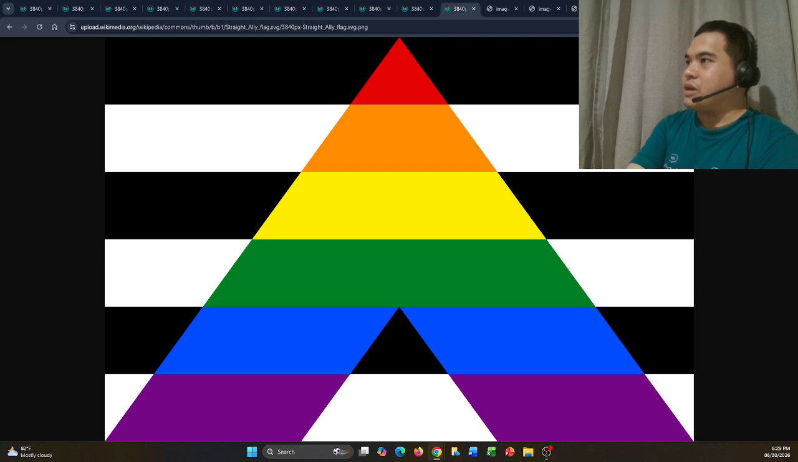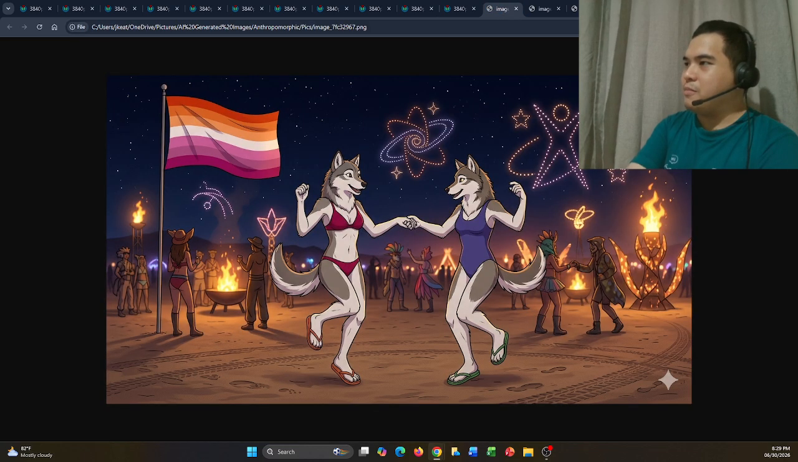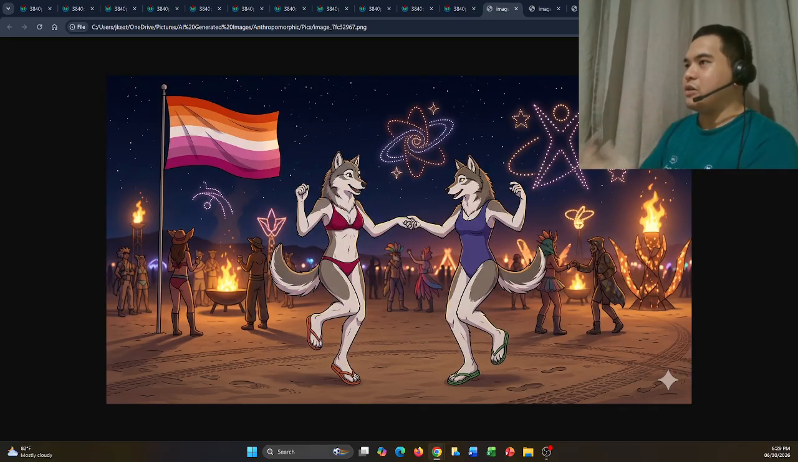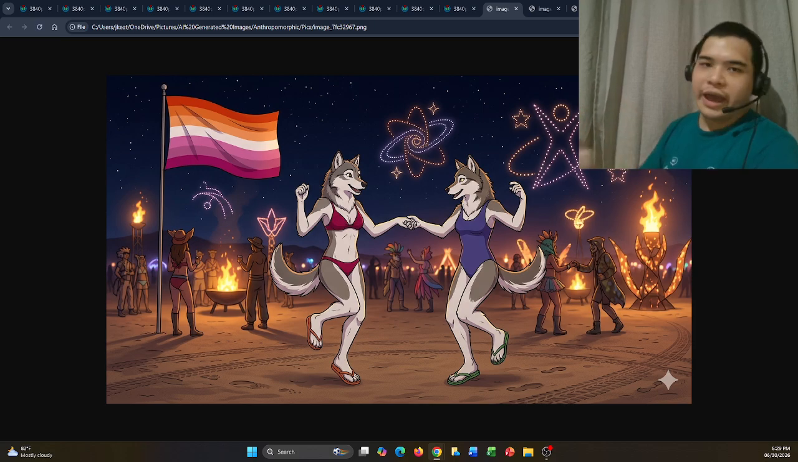And to end off the video here, there are some pictures I'd like to show you guys. These are AI generated images. What I have here is the Burning Man Festival and two anthropomorphic female wolves. It's made obvious that they're lesbians, and I have a lesbian pride flag. So, two lesbian anthropomorphic female wolves dancing together at the Burning Man Festival.